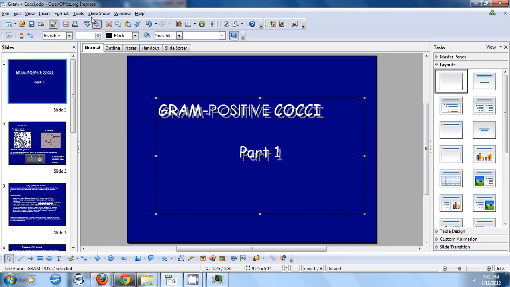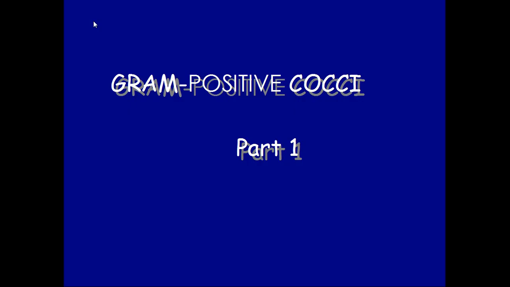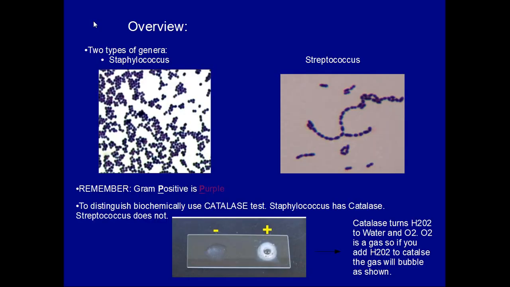Alrighty, so right now I'm going to go over the Gram Positive Cocci that you need to know for the USMLE Step 1. First, let's start with the two different types of them. You have the Staphylococcus, and you have the Streptococcus. Remember, they're both Gram Positive. P is for purple. Look, I even made this purple, so you remember, Gram Positive is purple on a slide.